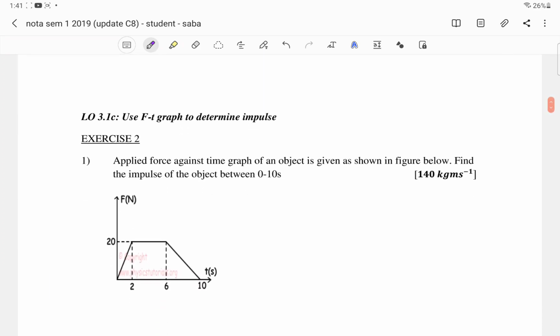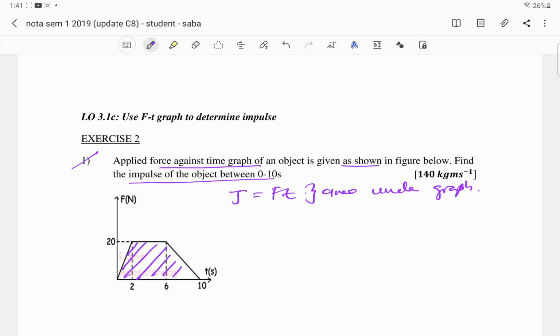Okay, so now we have an F-T graph, applied force against time. Find the impulse between 0 to 10 second. So J equals FT, which is the area under the graph. So we calculate the area under the graph. This is the trapezium graph, or you can calculate as usual, the area under the F-T graph.